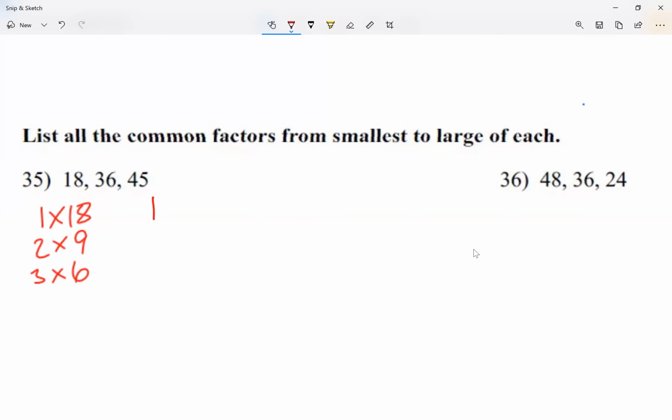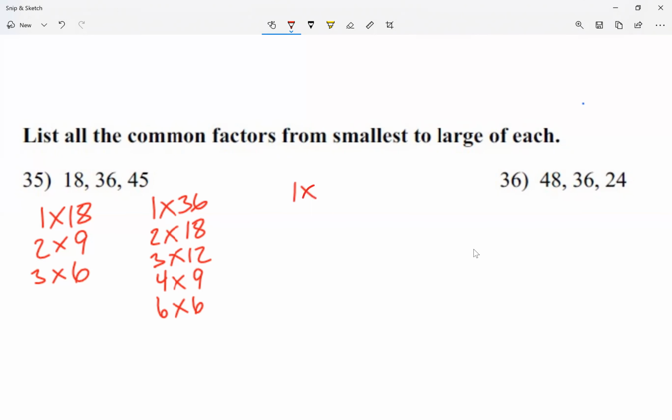Okay, now let's take a look at what are the factors of 36. I'm going to think 1 times 36, 2 times 18, 3 times 12, 4 times 9, 5 is not a factor, and then 6 times 6. There's a repetition of numbers, so I stop. My factors of 45 are going to be 1 times 45. 2 is not a factor, but I can do 3 times 15. 4 is not a factor of 45. Now 5 times 9. 6, 7, and 8 are not factors of 45.